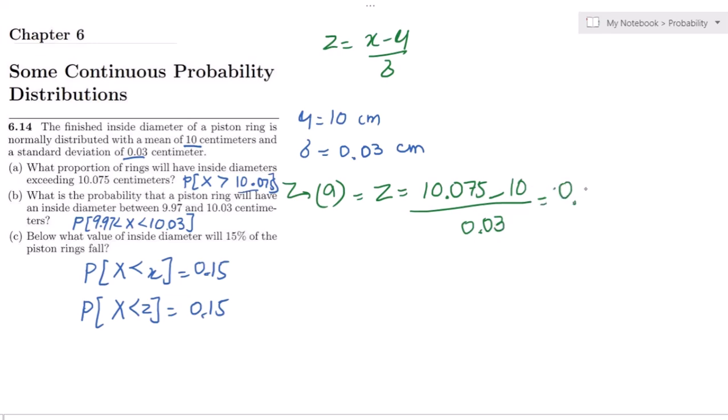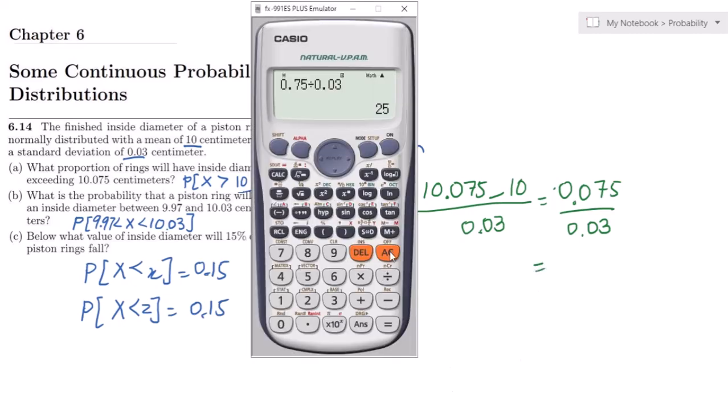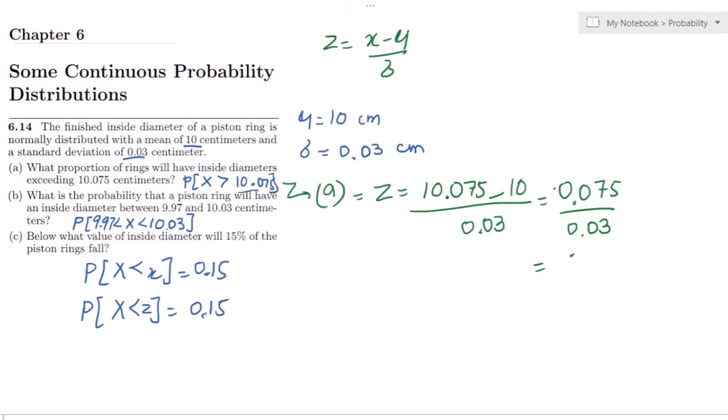So it is 0.075 divided by 0.03. Let me calculate it. This is 2.5. So the value of z is known, which is 2.5. Therefore in part A, this term has been transformed from 10.075 to 2.5, so the value of z should now be greater than 2.5.